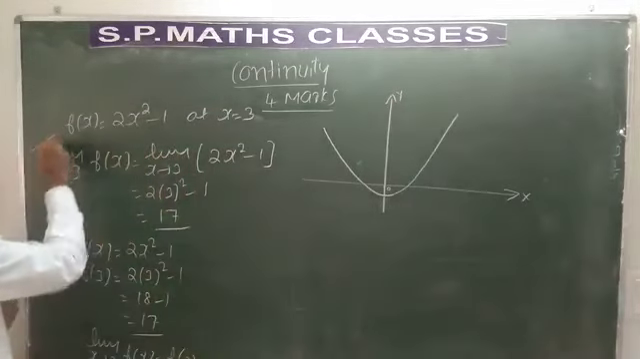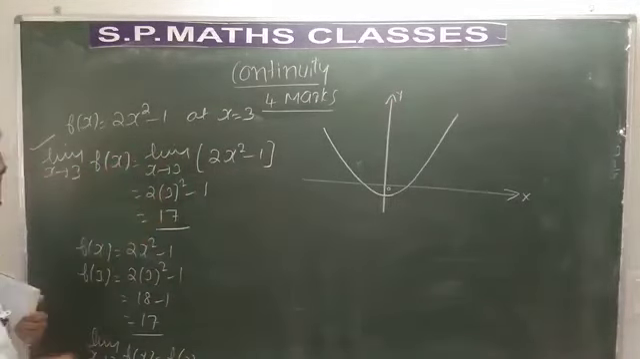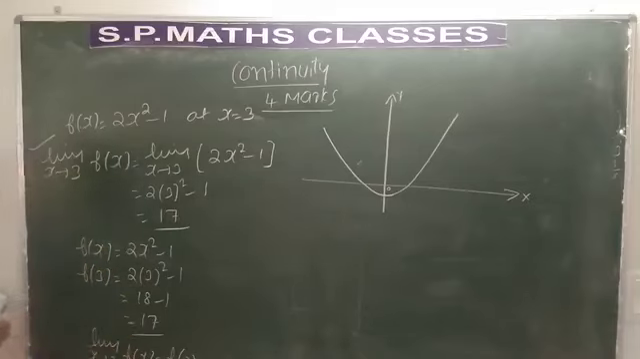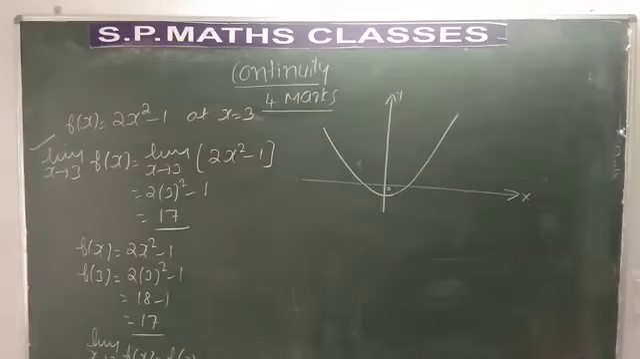First, find the limit as x tends to 3 of f of x. You have got 17. Then in f of x, you put x is equal to 3, you get 17. Limit as x tends to 3, f of x is equal to f of 3. I conclude the function is said to be continuous. I think you have understood this problem.